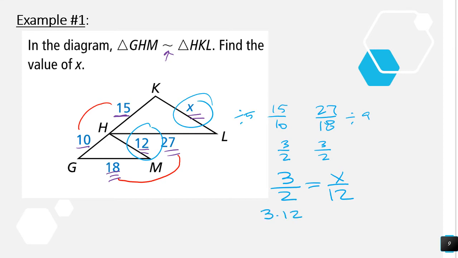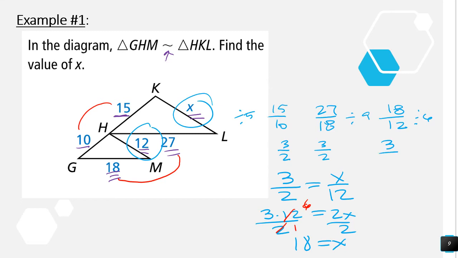So you get 3 times 12 equals 2x. If you divide by 2, if I think about canceling, 2 and 12 reduce to 6 and 1. So 3 times 6 is 18, and that's going to be the value of x. You can check that, because if you put 18 over 12, both of these numbers are divisible by 6. 18 divided by 6 is 3, and 12 divided by 6 is 2. So it definitely fits the pattern.